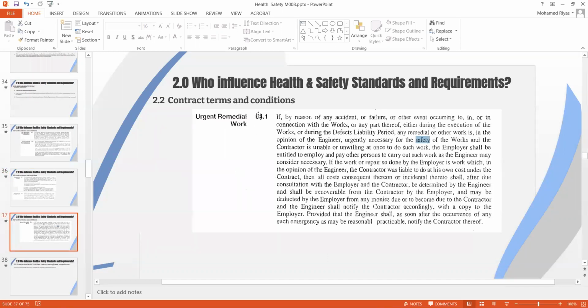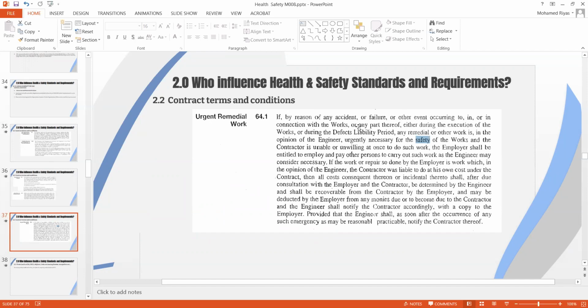Now coming to 64.1, which is again a safety-related clause. If by reason of any accident, failure, or event occurring in connection with the works or any part thereof, either during the execution of the works or during the defects liability period, any remedial work or other works are, in the opinion of the engineer, urgently necessary for the safety of the works.